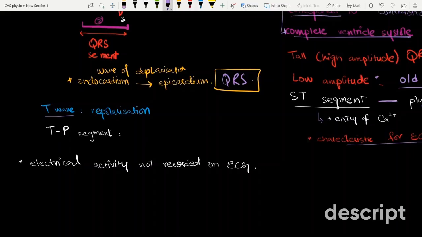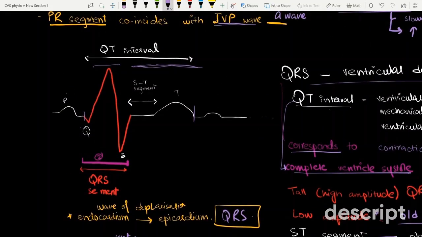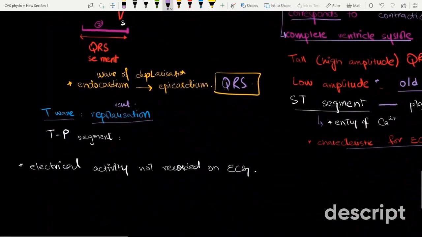T wave, as we have discussed, denotes repolarization, which is ventricular repolarization. So this is atrial depolarization, this is ventricular depolarization, atria also contracted, ventricle also contracted, ventricle also depolarized. The next step is ventricular relaxation or diastole. So the T to P segment will represent ventricular diastole.